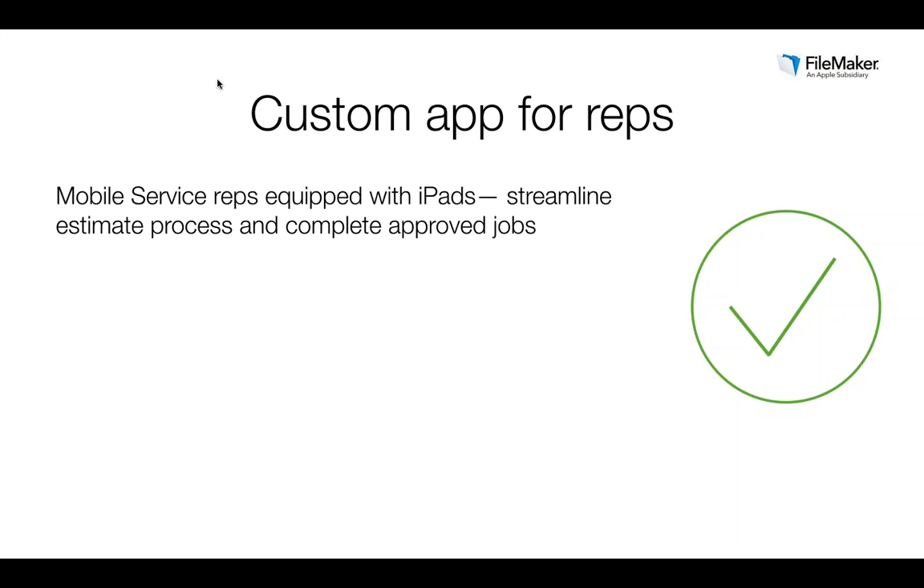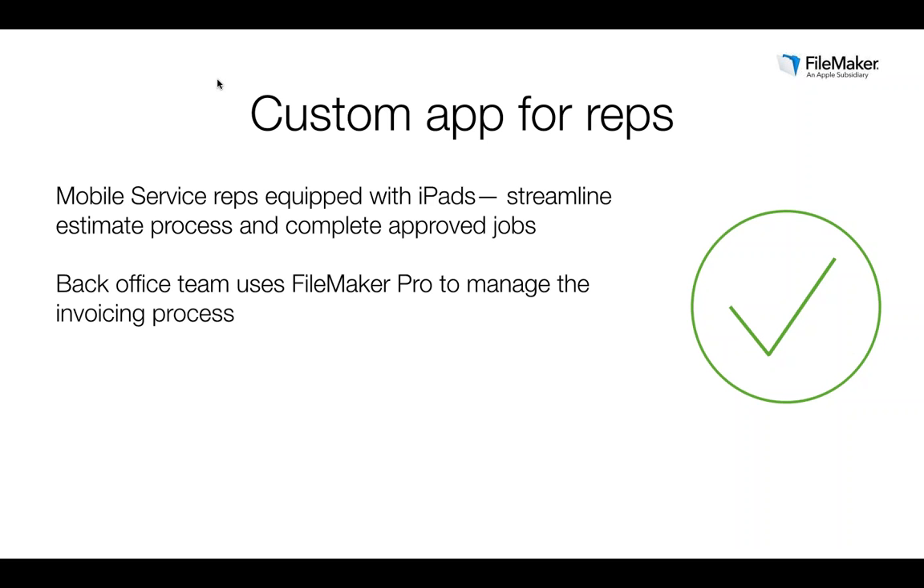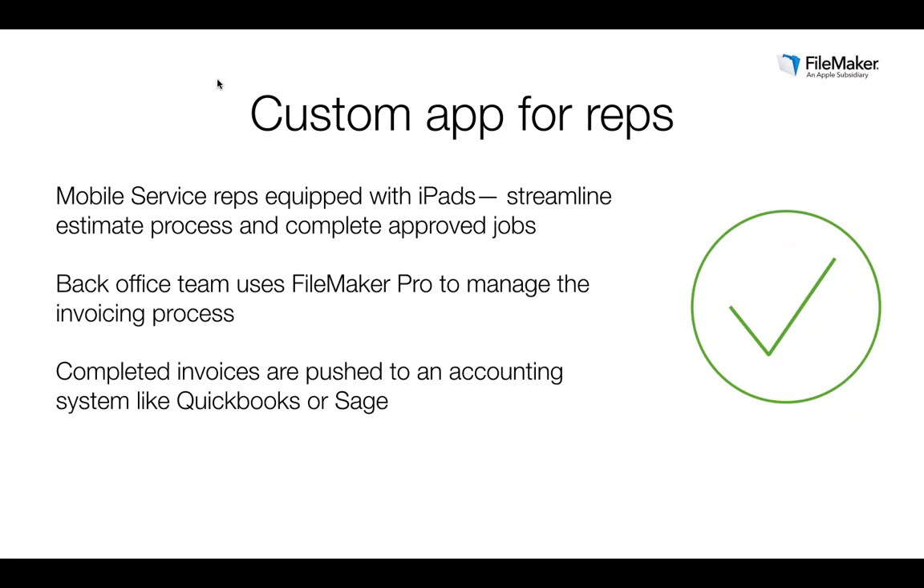So, custom app for the reps. This is what we have. We have mobile service reps with iPads, and they are streamlining the process for estimate collection and then getting it approved and then getting it submitted. The back office team uses FileMaker Pro to manage the invoicing process and to collect the funds. And this is an important bullet point here as well. Completed invoices are pushed to accounting systems like QuickBooks or Sage. Sage is another product. And in the case of Bumperman, they use Sage, but a lot of businesses use QuickBooks.